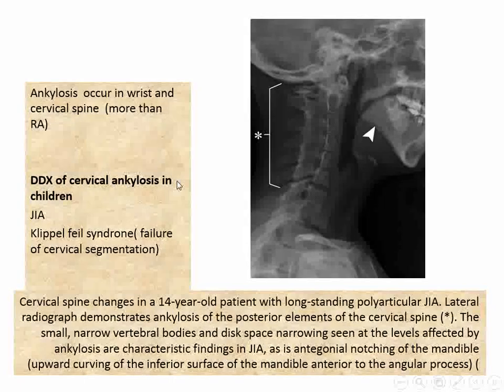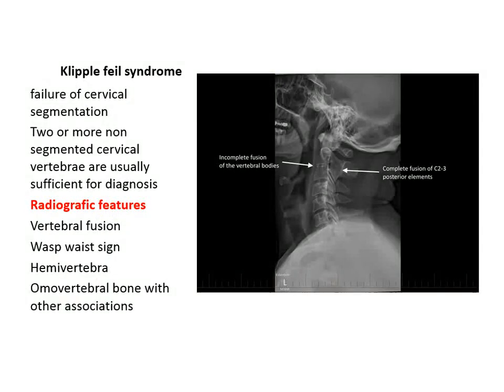We said that the differential diagnosis for ankylosis in the cervical spine in a child is juvenile arthritis and Klippel-Feil syndrome. So what's Klippel-Feil syndrome? It's failure of cervical segmentation, so fusion of the vertebrae. Two or more is enough for the diagnosis. The radiologic feature is fusion of either the facet joint or vertebra. This is incomplete, but this is complete fusion of the C2 and C3 posterior elements.